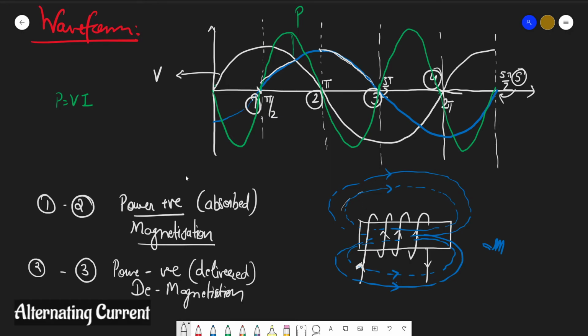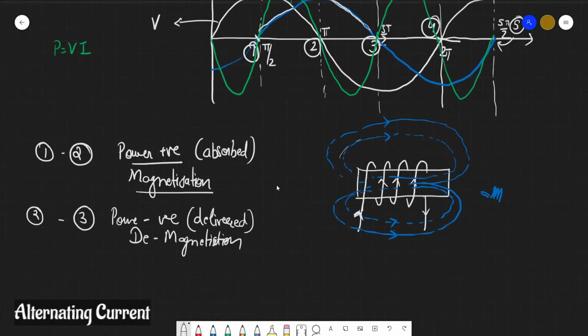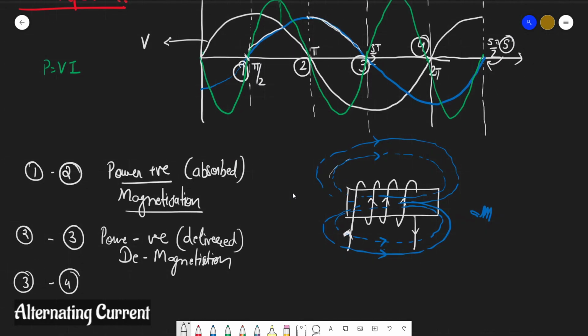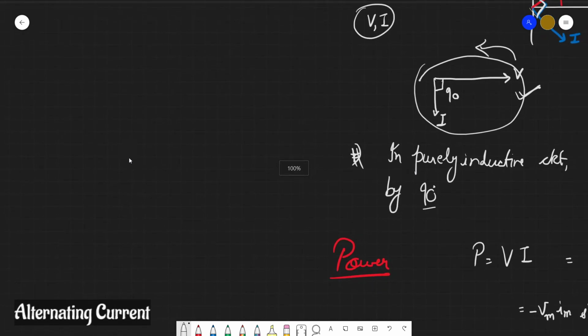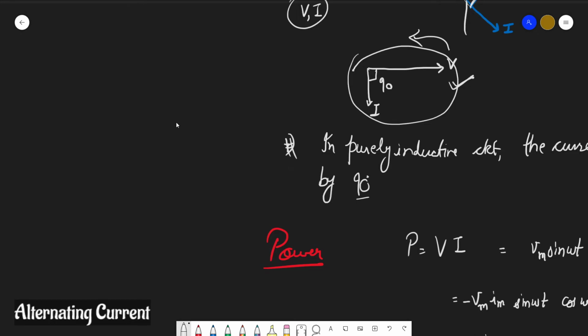Similarly, from 3 to 4, if you see 3 to 4, what is happening in 3 to 4? Let me just adjust this.